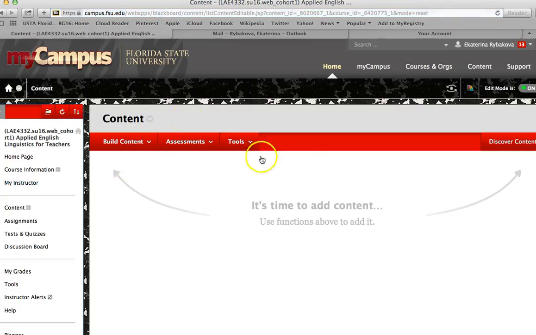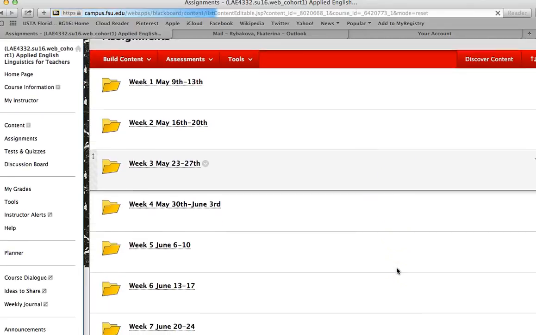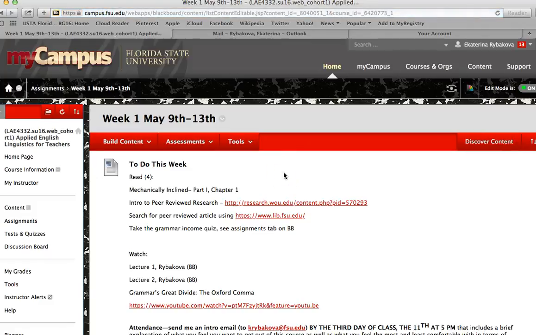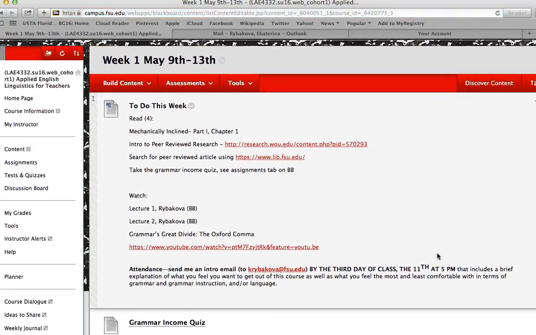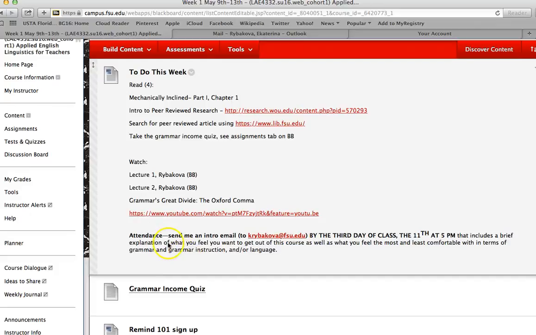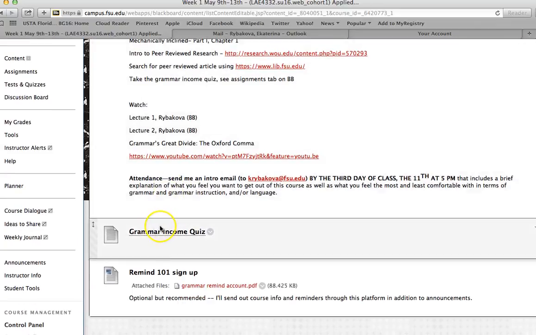For the content, you'll see that all of the things that you will need to submit will be listed here. For the assignments, you'll see that there are going to be folders for each week. Each folder will contain the things that you need to do that week. So for the first week, you have your listed readings, your listed videos to watch, your requirements in terms of attendance, the grammar incoming quiz that you'll take, and the Remind 101 setup. If you feel like you do not need the Remind 101 setup, that's perfectly okay. It is optional, but I do recommend it.